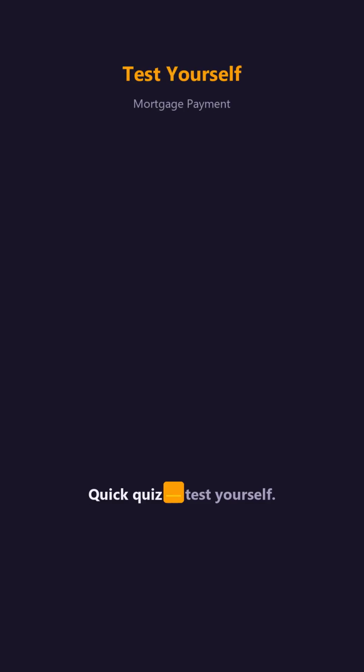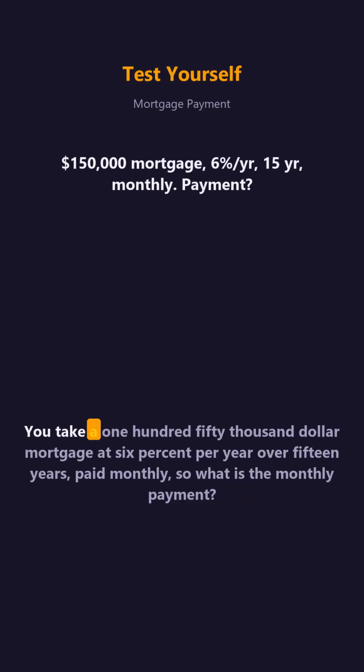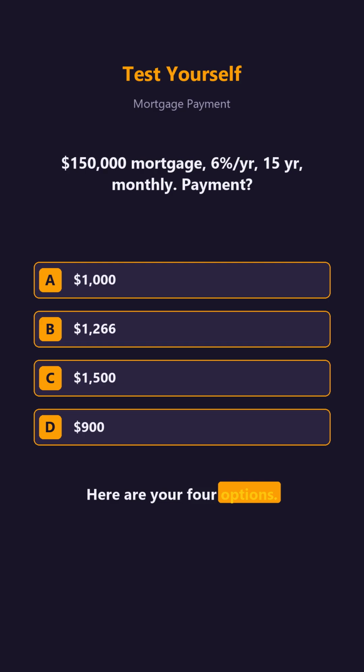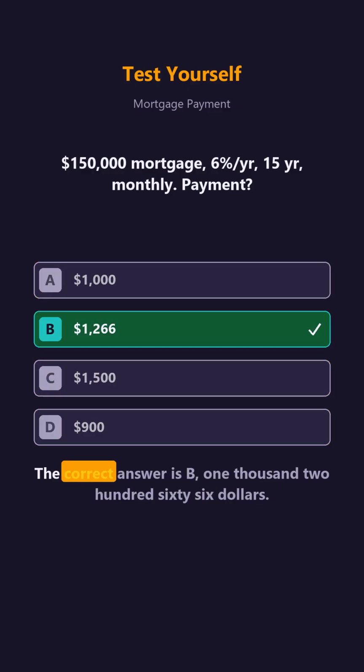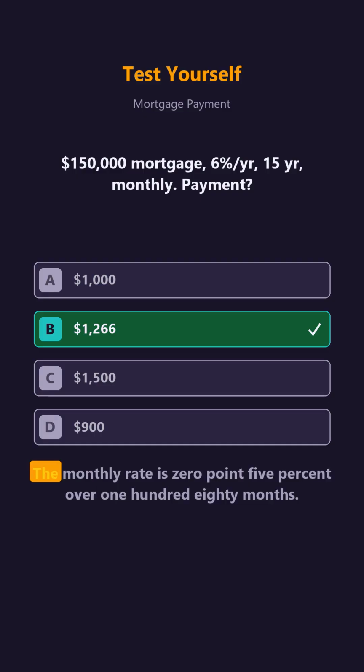Quick quiz, test yourself. You take a $150,000 mortgage at 6% per year over 15 years, paid monthly, so what is the monthly payment? Here are your 4 options. Pause the video and solve it now. The correct answer is B, $1,266. The monthly rate is 0.5% over 180 months.